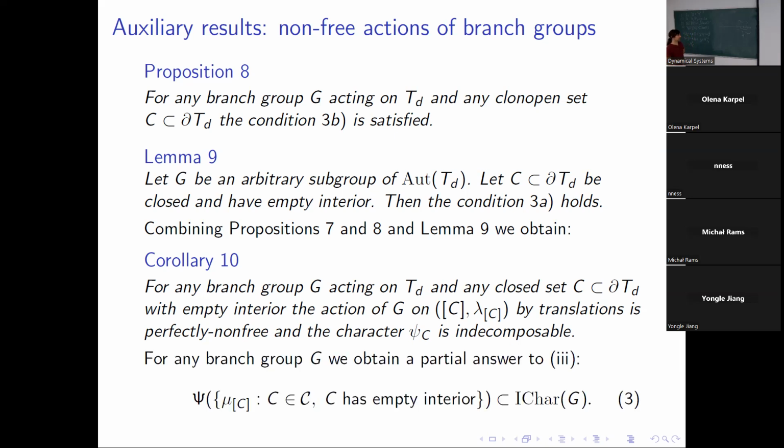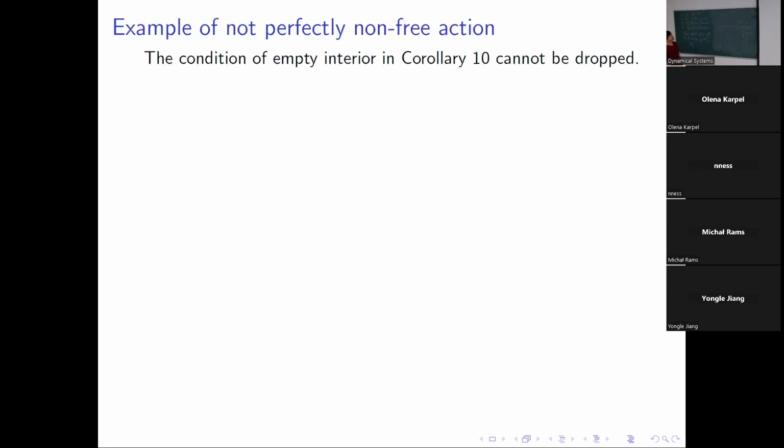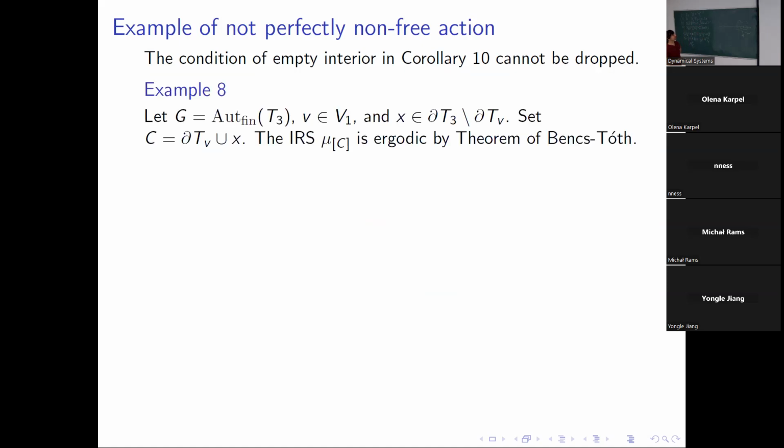So this gives us a partial answer to question 3 here for the map side, at least on the periodic invariant random subgroups of this form. We obtain indecomposable characters, so at least partially inside the Inchart of G. So we showed that the condition of empty interior cannot be dropped.